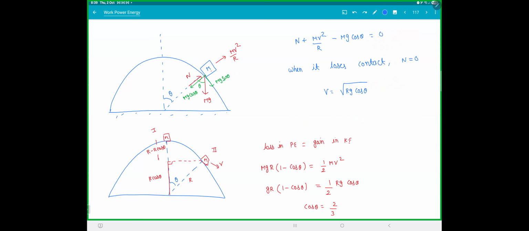How do you find the range? Get it? It's a little more complex with the numbers, but try. I'll give you a minute. So cos inverse 2 by 3 is when it loses contact. So what position will it land on the ground?